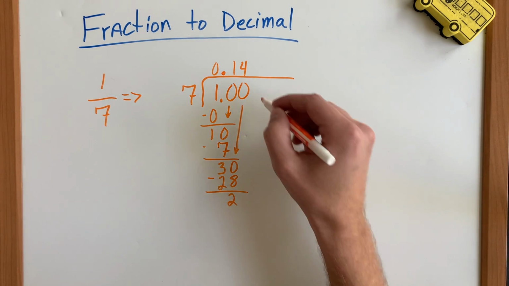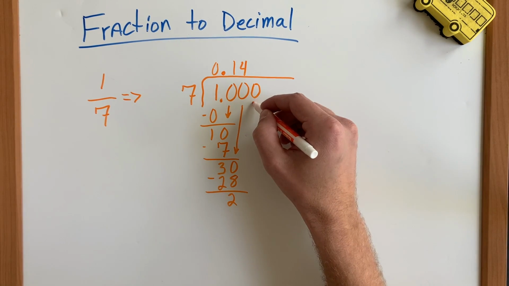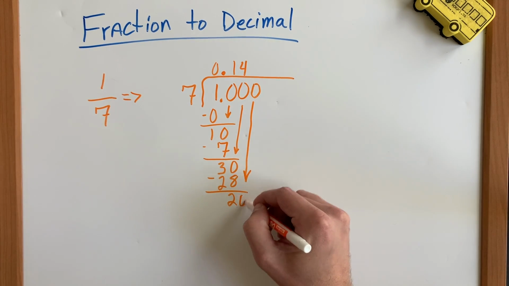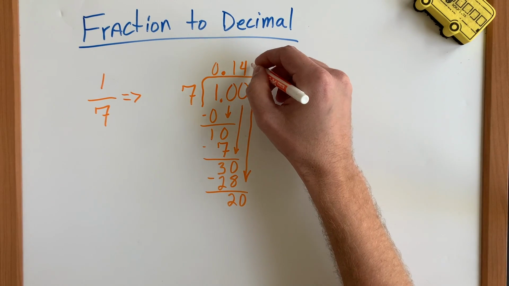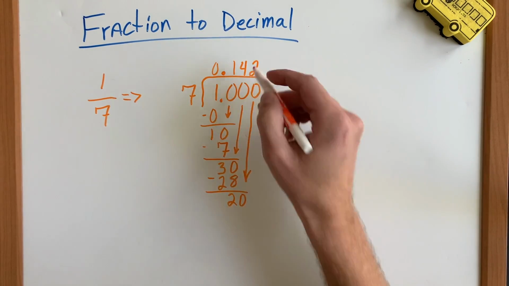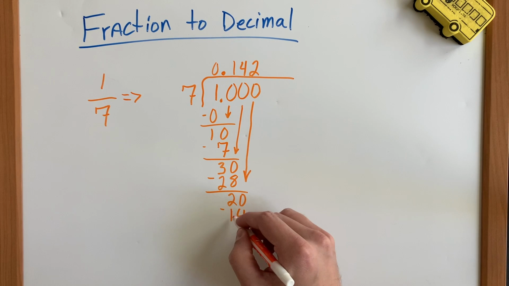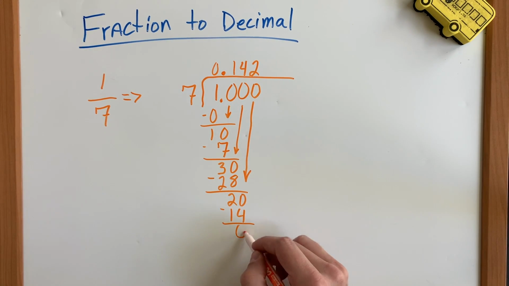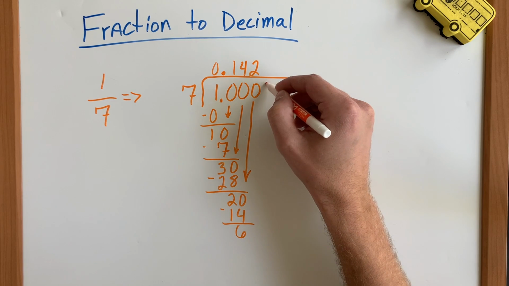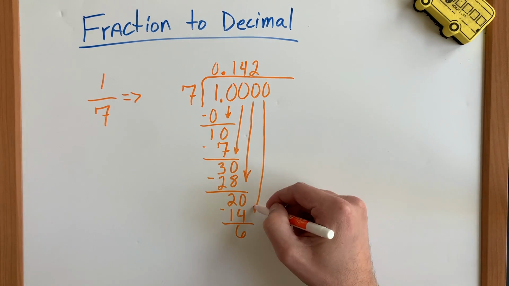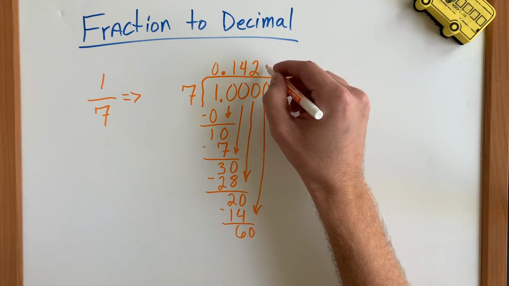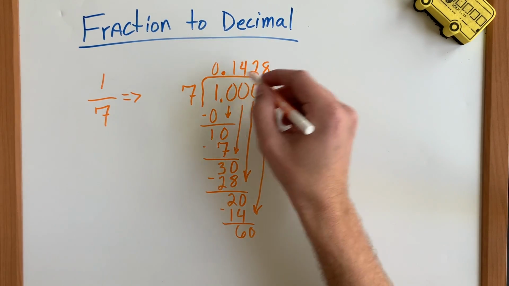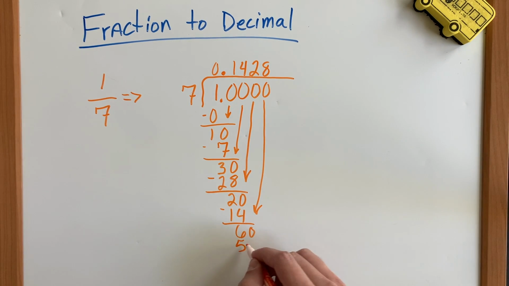Since I have something left over, I need to add another place value. Let's go ahead and bring down the next 0. 7 goes into 20 2 times. 2 times 7 is 14. We subtract and we get 6 left over. Since I have something left over, let's add a 0. Bring that all the way down. And 7 goes into 60 8 times. Let's multiply those. 7 times 8 is 56. I subtract, I get a 4.